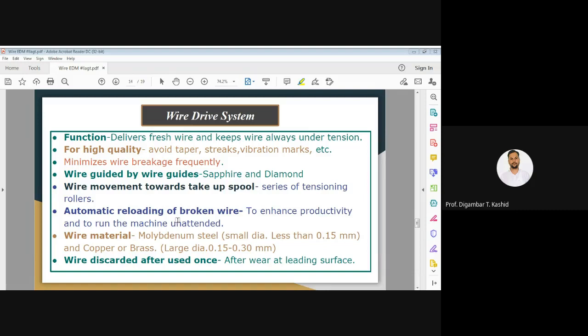And the most important thing is the material of the wire. So for wire material you can take molybdenum steel, having a small diameter less than 0.15 mm. And if you use copper or brass, then a larger diameter, 0.15 to 0.30 mm, you can use.